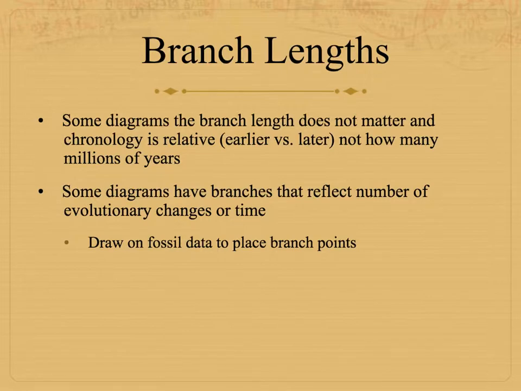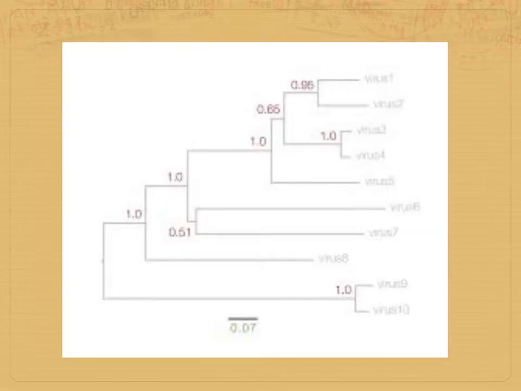Okay, so for branch lengths, sometimes it doesn't matter how long they are, and we have to remember that the chronology is relative. It's more of an earlier versus later instead of exactly how many millions of years is occurring. But some diagrams actually have branches that will reflect the number of changes over time, and they can draw on fossil evidence to come up with those. So let's take a look at what that looks like.